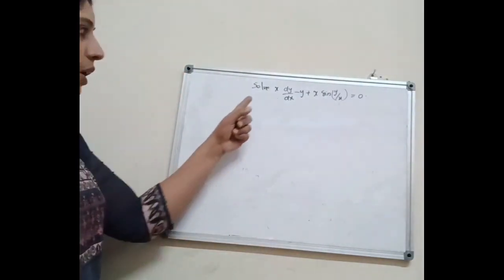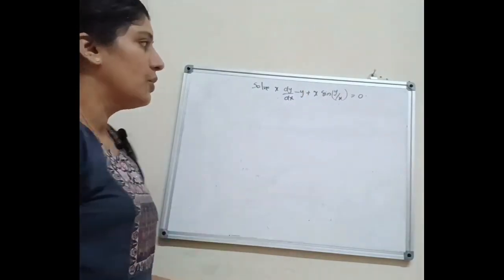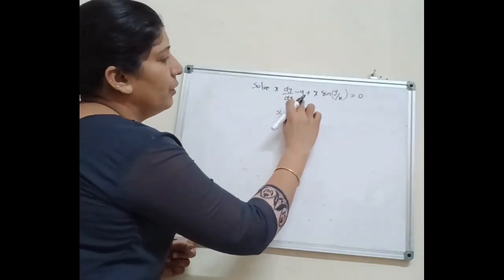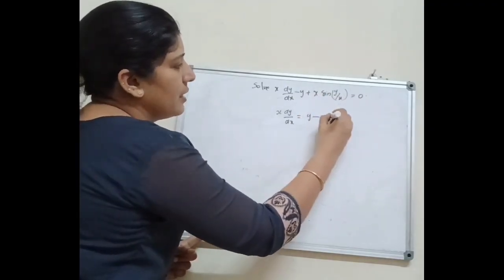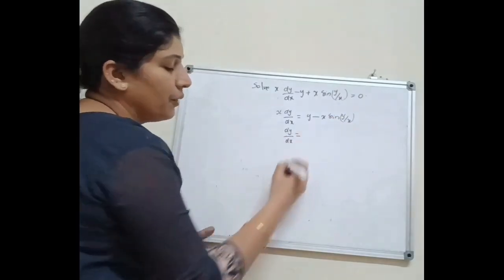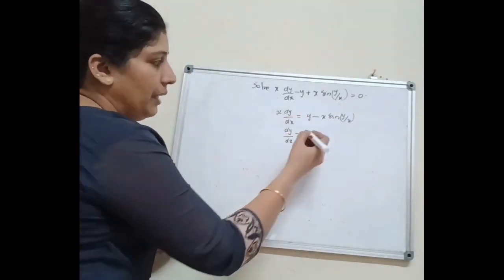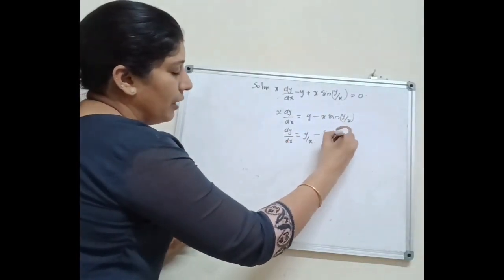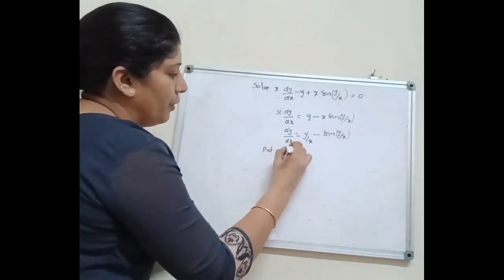Next question. Solve x into dy by dx minus y plus x into sine of y by x equal to 0. First, we have to consider x into dy by dx equal to, taking the other terms to this side, that is y minus x sine of y by x. Therefore, dy by dx, first we consider LHS as dy by dx and RHS as function of y by x. Therefore, dy by dx equal to, dividing throughout by x, y by x minus sine of y by x.